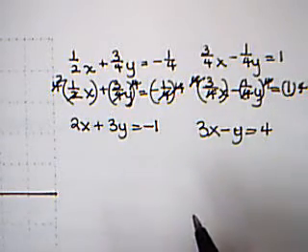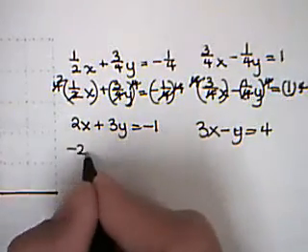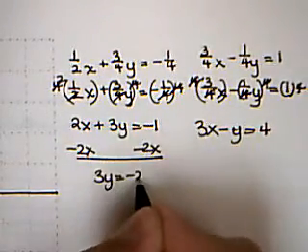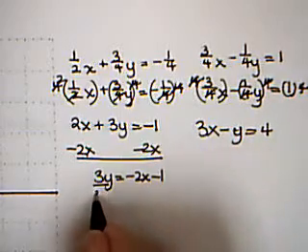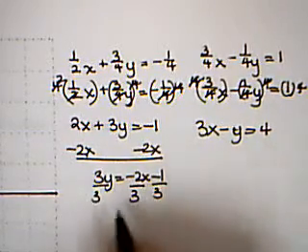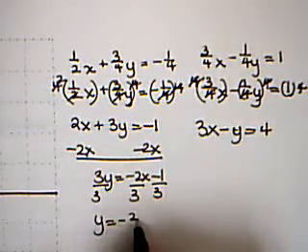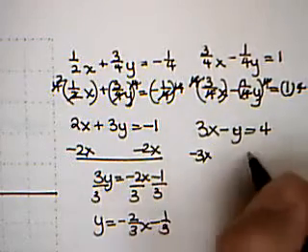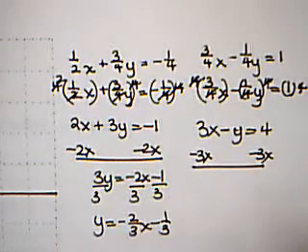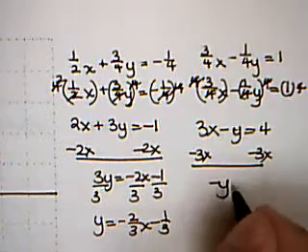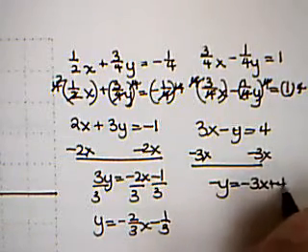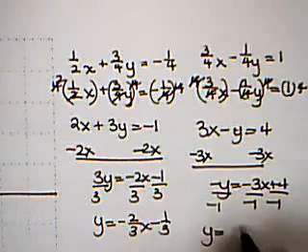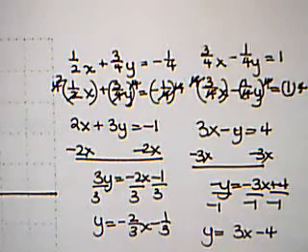Now to graph this, I would need to solve each equation for y. So I would move the 2x to the right hand side. So I would have 3y equals negative 2x minus 1, and then divide everything by 3. So we would have y equals negative 2/3 x minus 1/3. Here I would move my 3x to the right hand side, which will give me negative y equals negative 3x plus 4. Divide everything by negative 1 because you want a positive y, equals positive 3x minus 4.